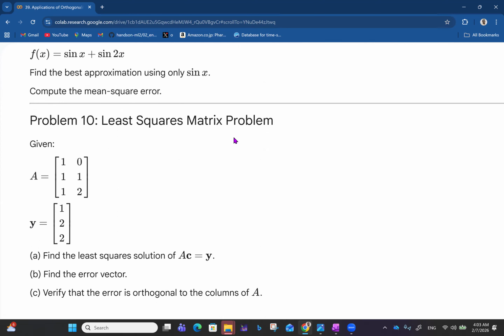So here we have a least squares matrix problem. You have A to be this and Y to be that. Find the least squares solution of AC equals Y. So here now you need to find A transpose A, and then the inverse of that you multiply by A transpose Y. And then that can help you find the solution. Then you find the error vector, verify that the error is orthogonal to the columns of A and all that.